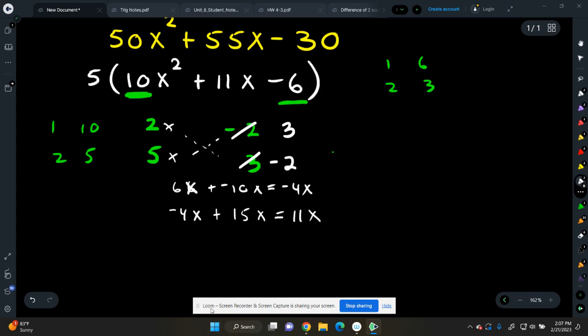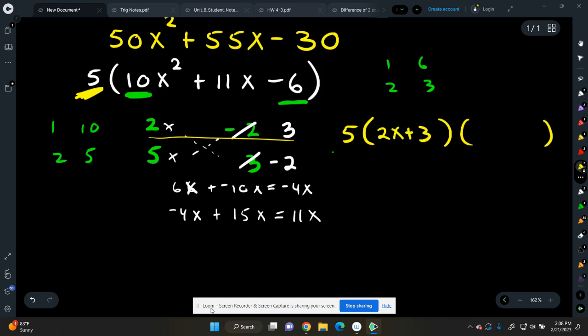Yeah. All right. So now on your last quiz, a lot of you stopped here. You haven't factored it yet. All you've done is the guess and check part. You haven't actually told me what the factors are. So we have to go back and make sure we write the factors. Don't forget about your 5 here. So we have 5. We have 2 parentheses. We're going to go straight across. 2x plus 3, 5x minus 2. And now we're done.